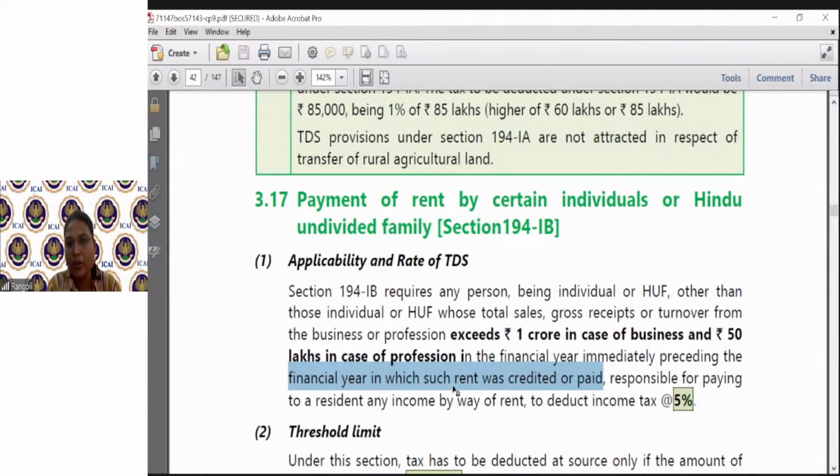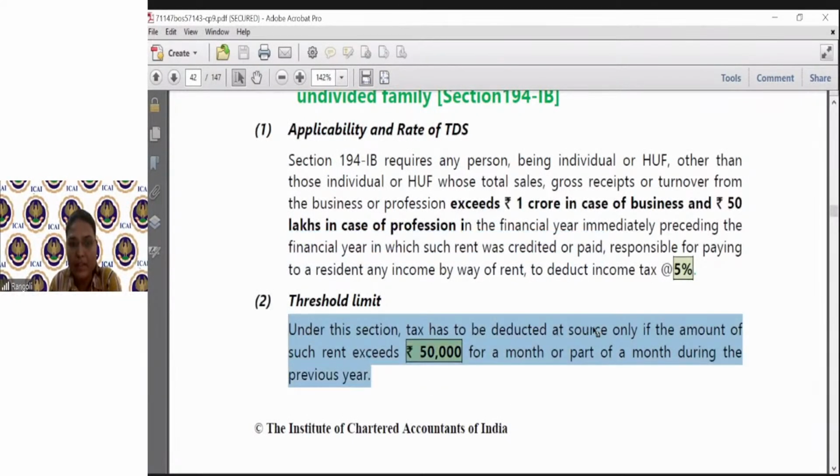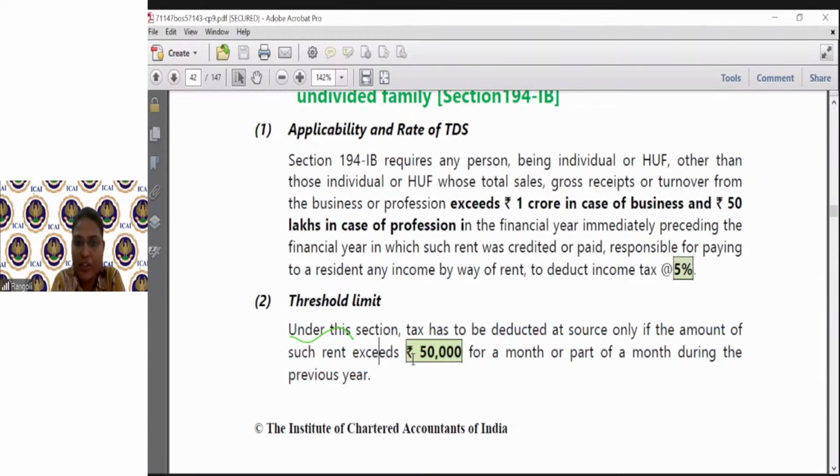Okay. Here, the rate of TDS is 5%. Rate of TDS is 5%. When TDS is required to be deducted, that is very important, my dear friend. This para is very important. Under this section, tax has to be deducted at source only if the amount of such rent exceeds 50,000 for a month or part of a month during the previous year.